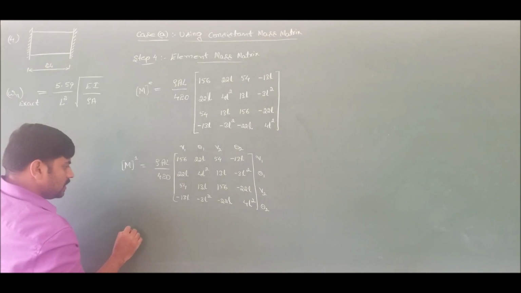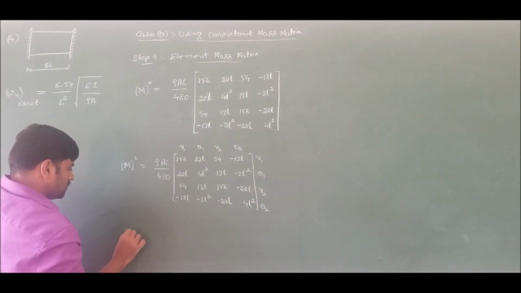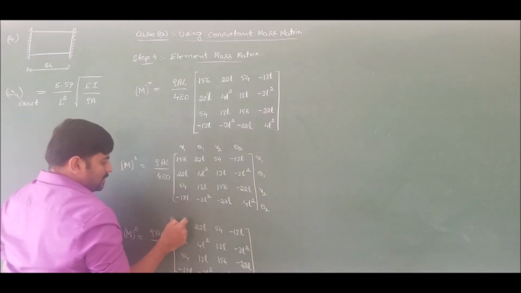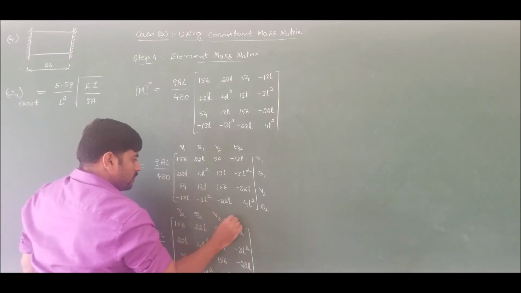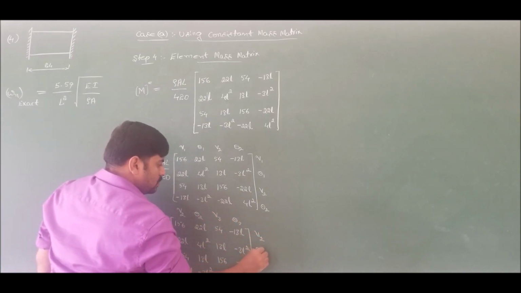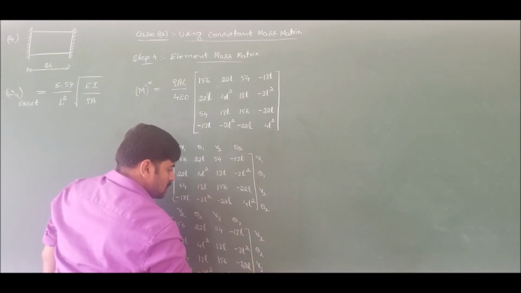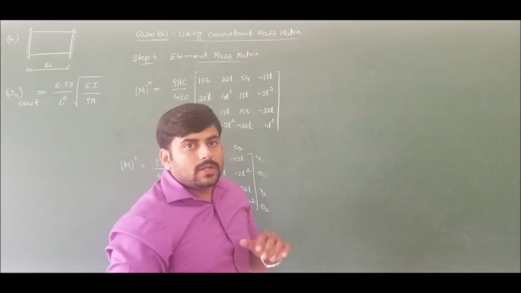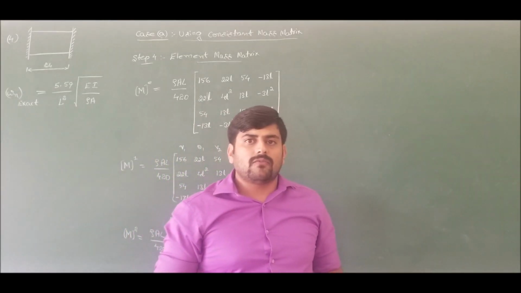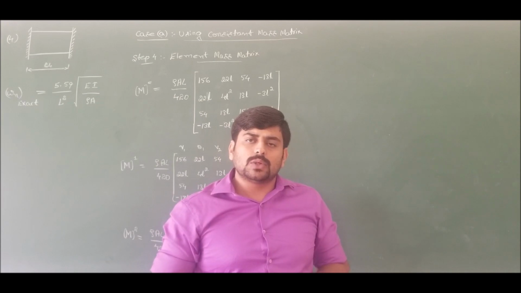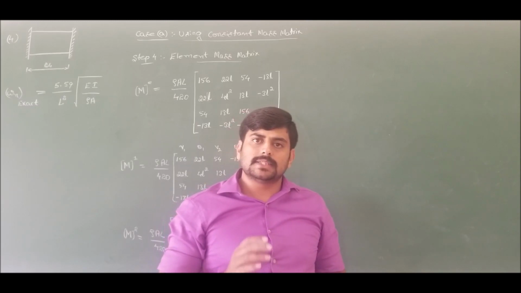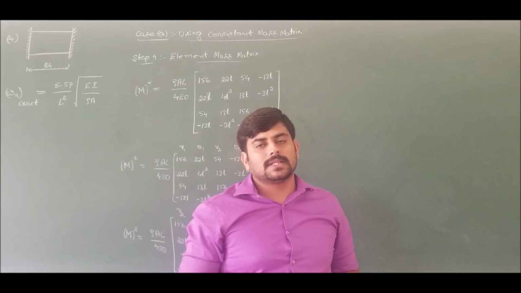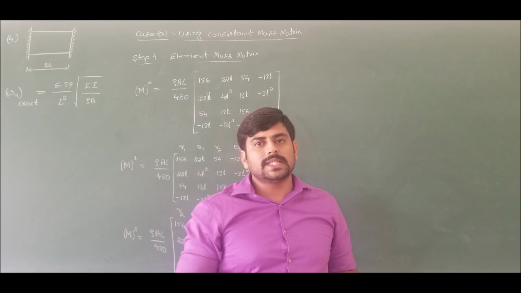Similarly, for element 2, if I write, I will get the element mass matrix of element 2, and the nodal variables for element 2 are V2 theta 2, V3 theta 3, V2 theta 2 and V3 theta 3. We already know that the order of the global mass matrix for analysis of beams is 2n cross 2n, where n is the number of nodes. Since this problem has 3 nodes, the order of the global mass matrix is 6 cross 6. These 6 are nothing but the nodal variables. They are V1 theta 1, V2 theta 2 and V3 theta 3.